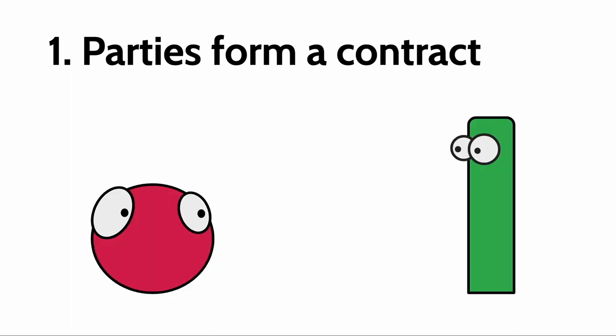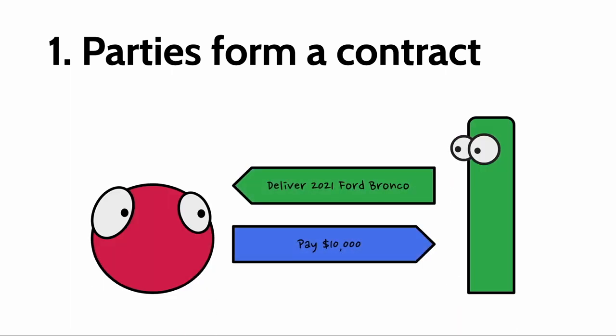So let's look at a quick example here. We've got Bob, we've got Herman, and they've entered into a contract. Herman is selling Bob his used 2021 Ford Bronco, and Bob is going to pay $10,000, so quite a deal, to Herman for that Ford Bronco. So that's the contract they entered into.